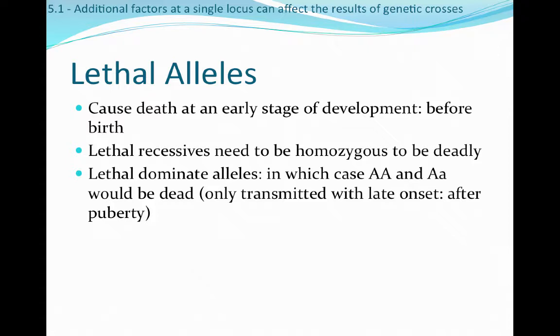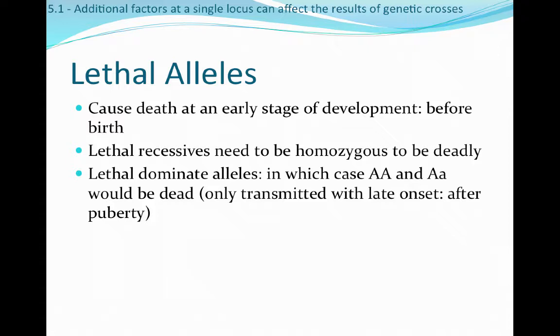All right, stepping out a little further from our comfortable relationship of dominance and recessiveness, we're now going to look at lethal alleles. Lethal alleles cause death at a very early stage of development, usually in gestation, and that usually occurs with lethal recessives. Those genotypes have to be homozygous most of the time to be deadly. A heterozygous genotype or a non-lethal homozygous genotype will not be lethal in most cases.